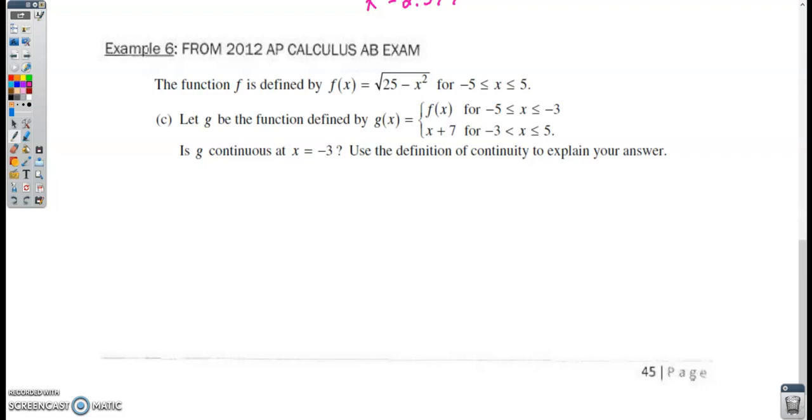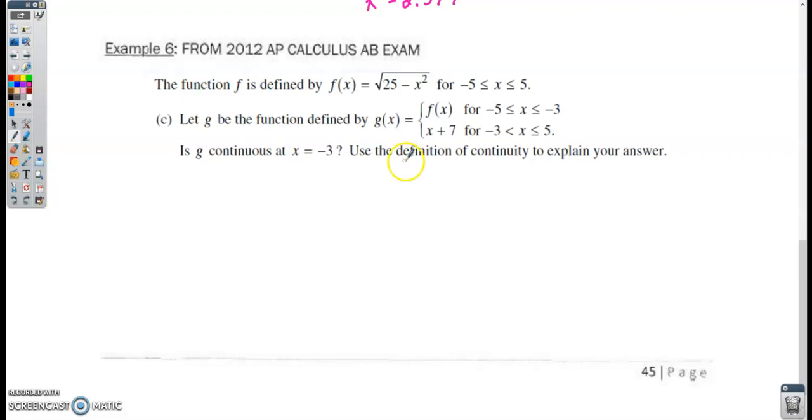Let g be the function defined by g of x equals f of x for negative 5 to negative 3 inclusive, and x plus 7 for negative 3 exclusive to 5 inclusive. Is g continuous at x equals negative 3? Use the definition of continuity to explain your answer.